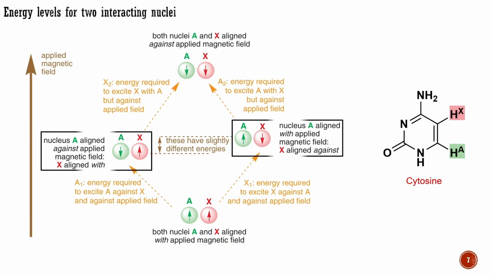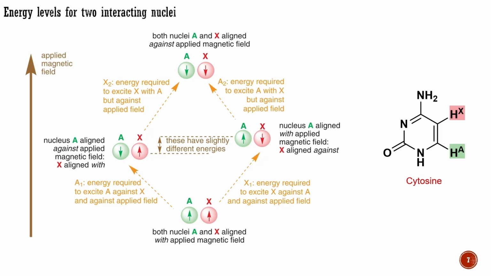In between, there are 2 different energy levels in which 1 nucleus is aligned with the field and 1 against. Exciting the proton from alignment with to alignment against the applied field can be done in 2 slightly different ways, shown as A1 and A2 on the diagram. The result is 2 resonances very close together in the spectrum.